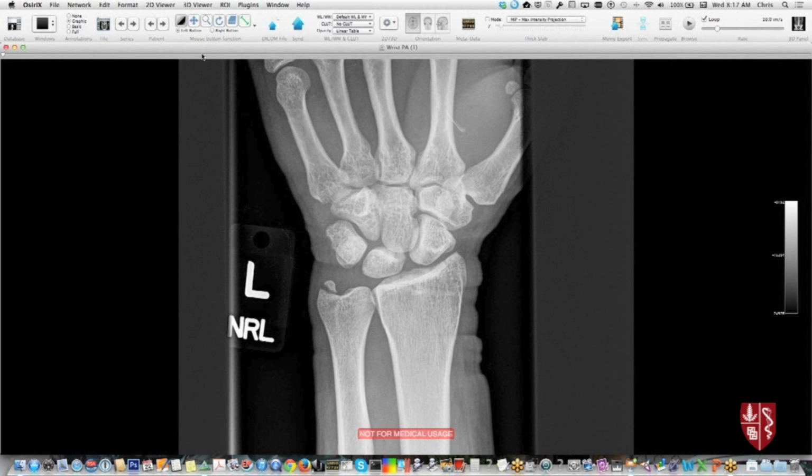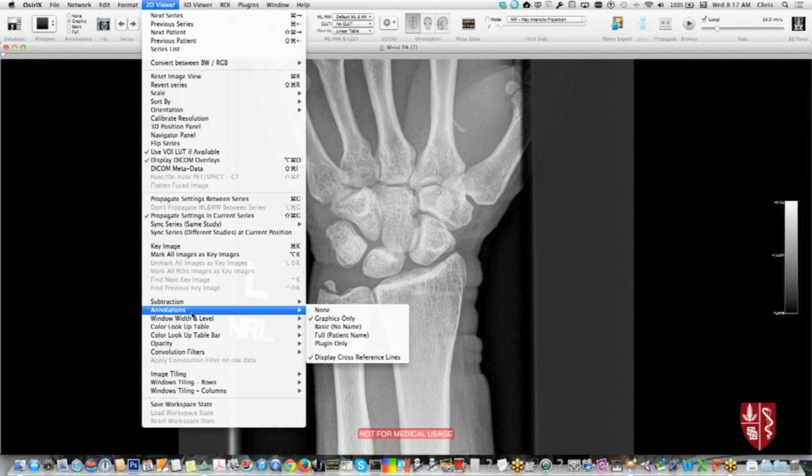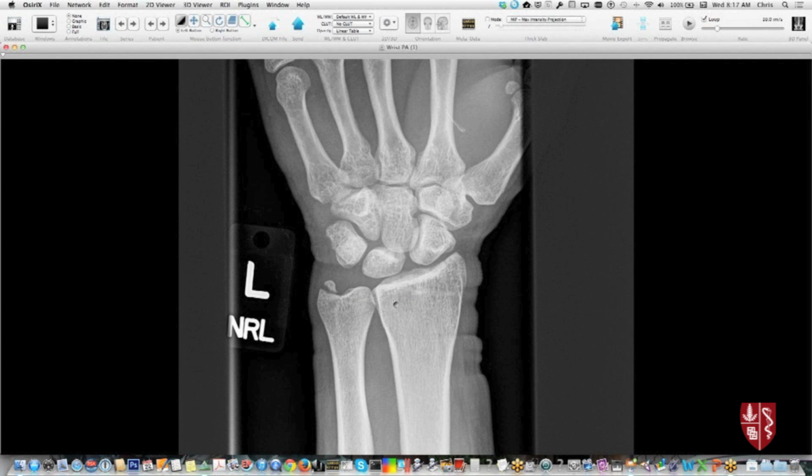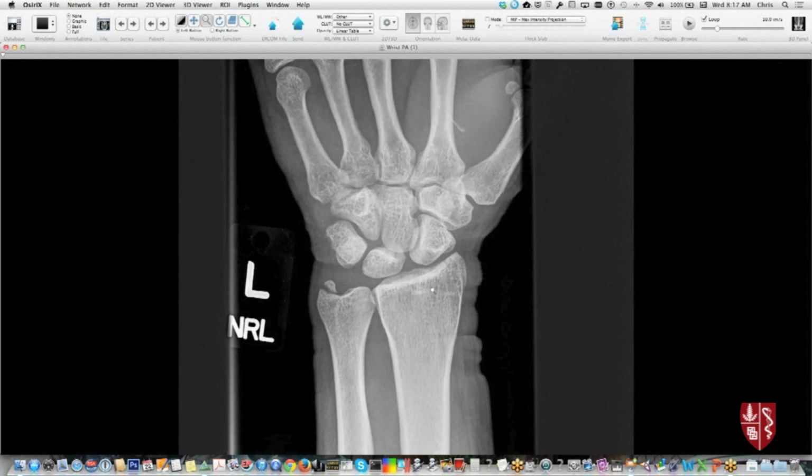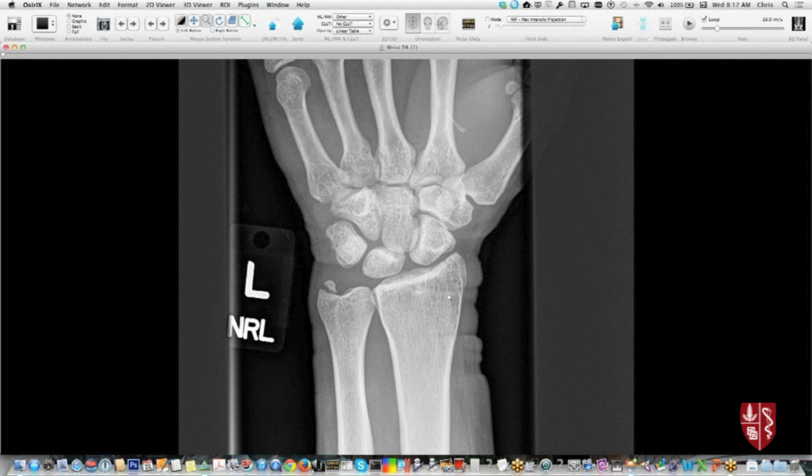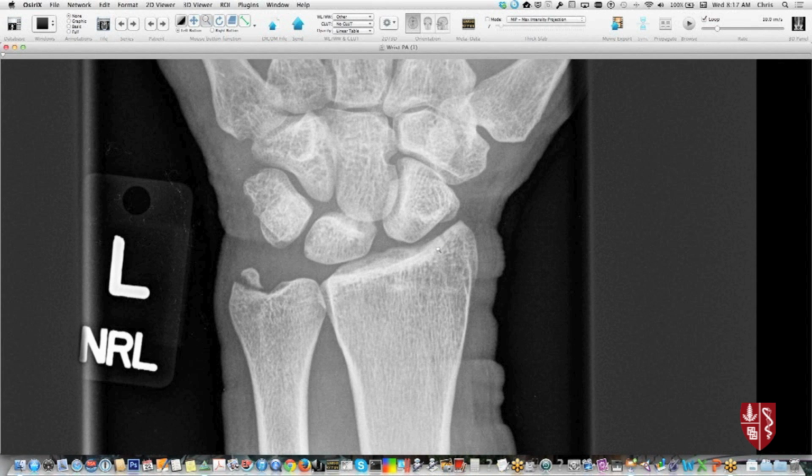Okay, different patient here. Let me see if I can get this "not for medical usage" off there because it's so annoying. Let's see. Here's a different patient. So we're going to zoom in a little bit here. Clearly they have a fracture of the ulnar styloid process.